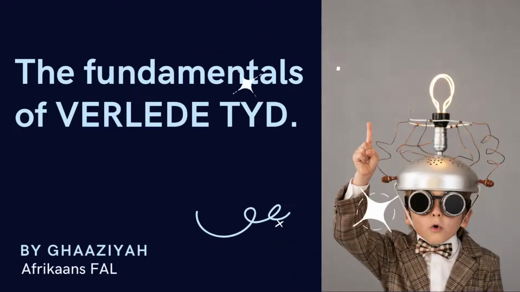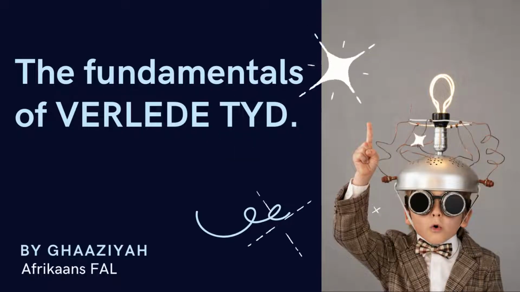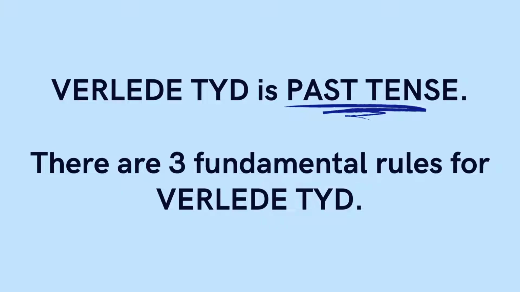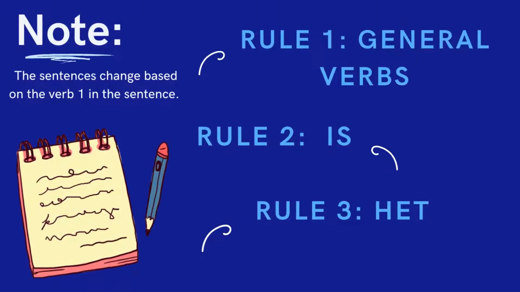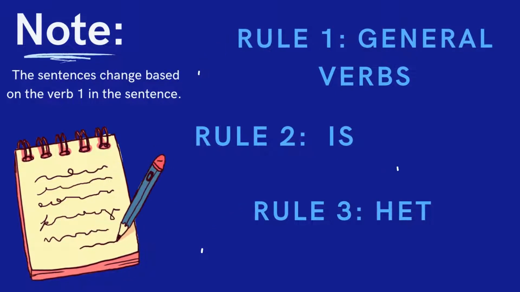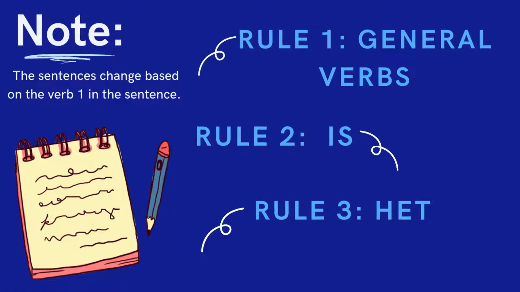Today we will be covering the fundamentals that you need to know to easily understand and apply Verlede Tyd to a sentence. Verlede Tyd is past tense. There are 3 fundamental rules for Verlede Tyd. Rule 1 applies to sentences that have general verbs. Rule 2 applies to sentences that have is as a verb. And Rule 3 applies to sentences that have het as the verb.